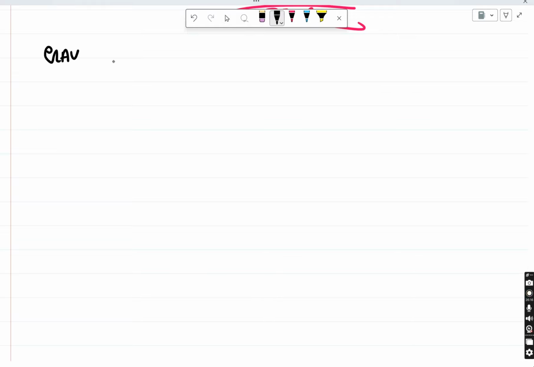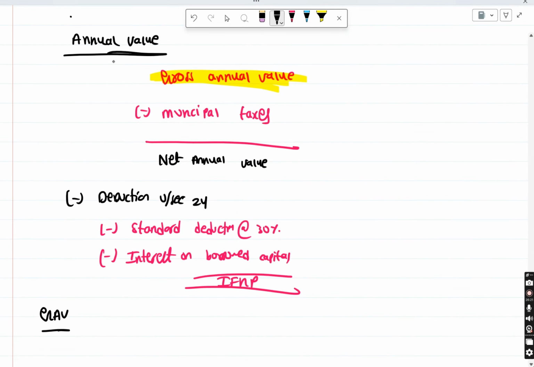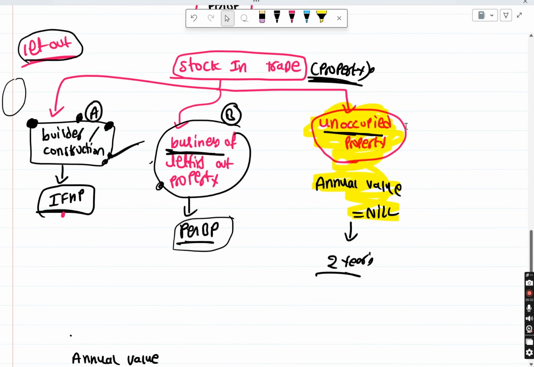Excuse me, sir, I have a doubt. Earlier you told that vacant land will be charged under PGBP or IFOS, but under stock in trade you have told that unoccupied property will not be taxed. So what is the difference between vacant land and unoccupied property? Vacant land is not a property, right? The definition of property is building or land connected to the building. Vacant land is not a property according to IFHP at all.